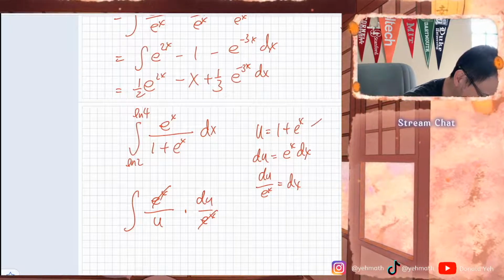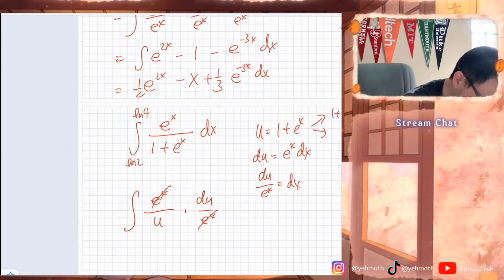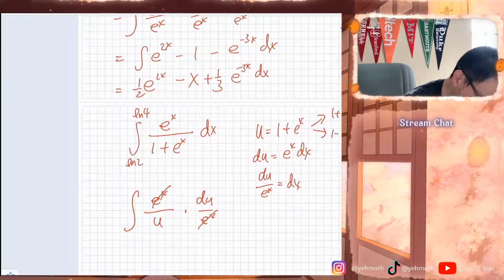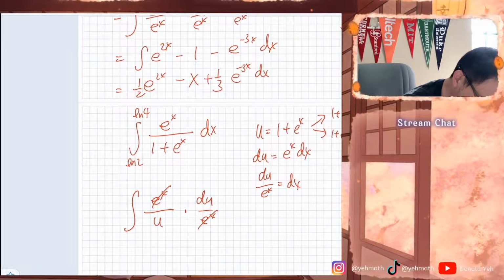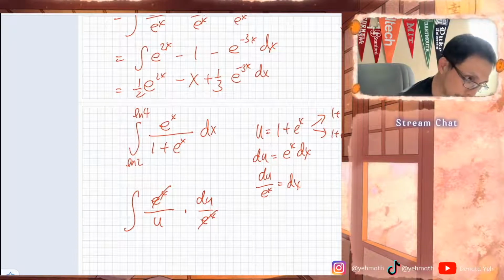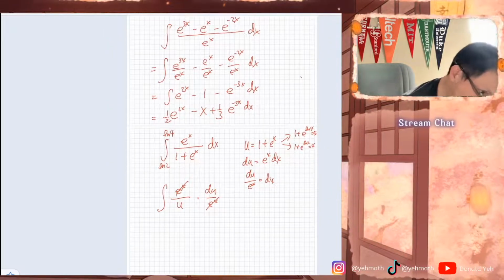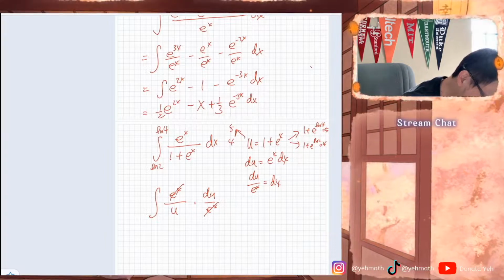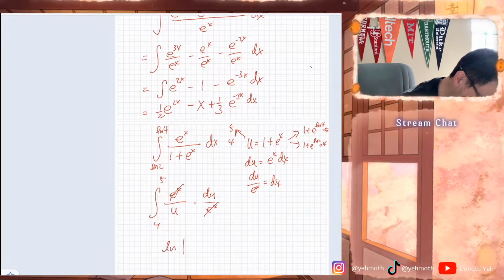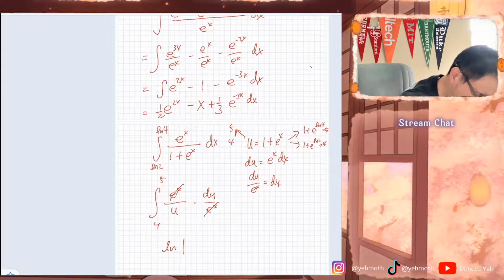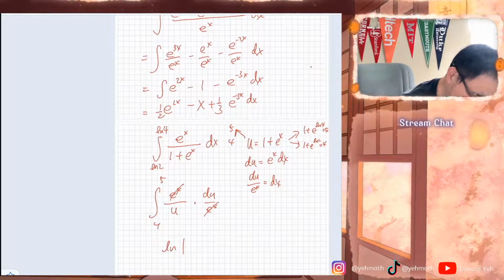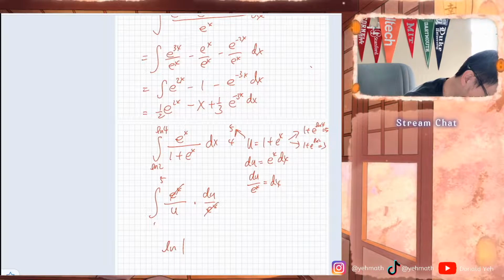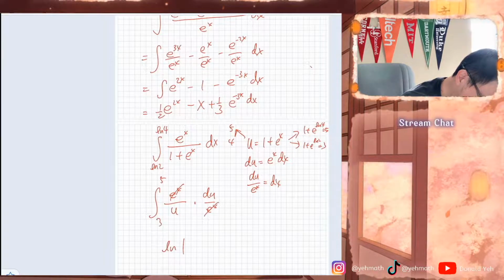Now, natural log of 4. 1 plus e to the ln of 4 is what? Yep, 5. And this is 4. So the bounds are going to be 5 and 4. So integration from 4 to 5, it's natural log of 5 over 4. So would it be 3 instead because it's 3 plus 1? Oh, I cannot do math. 3. So it'll be natural log of 5 over 3.